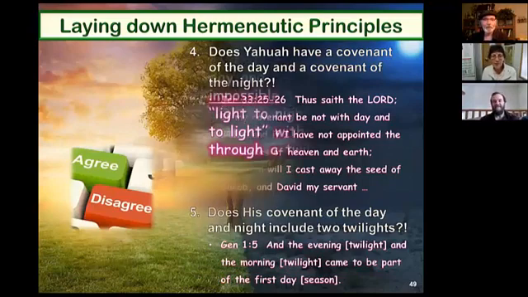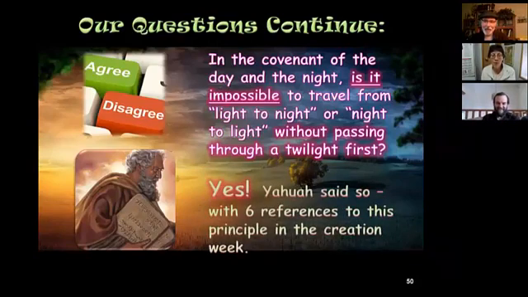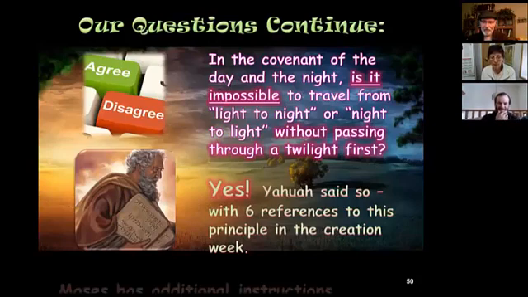On slide 50, our questions continue. Do we agree or disagree? In the covenant of the day and the night, is it impossible to travel from light to night or from night to light without passing through a twilight first? Is that impossible? Yes, it's impossible. Yahuwah said so, because 6 times in the creation week he said that there was a twilight. 6 times it is written there.